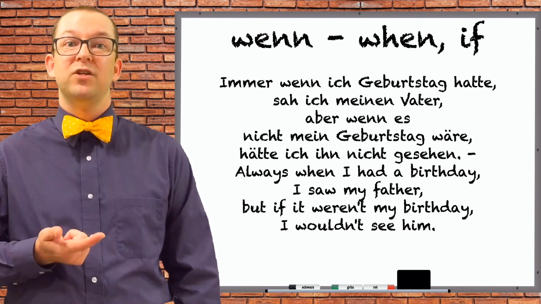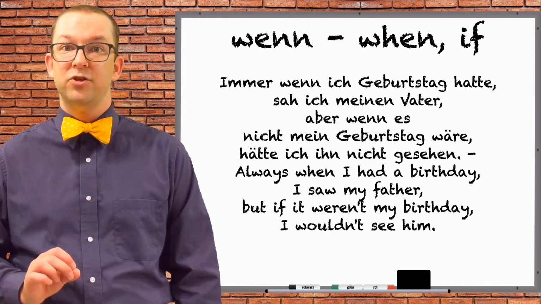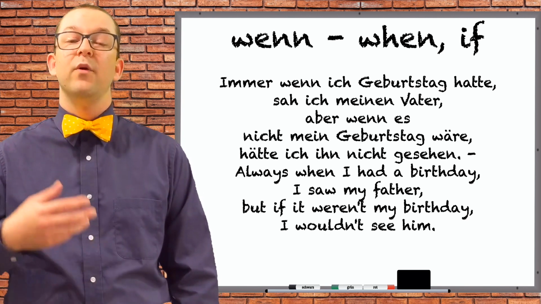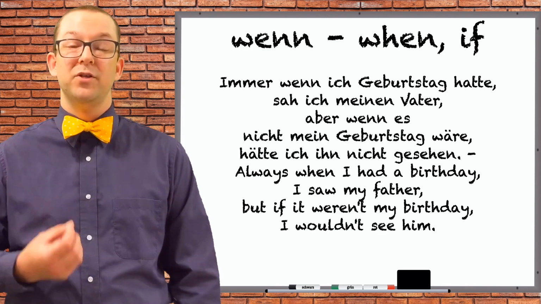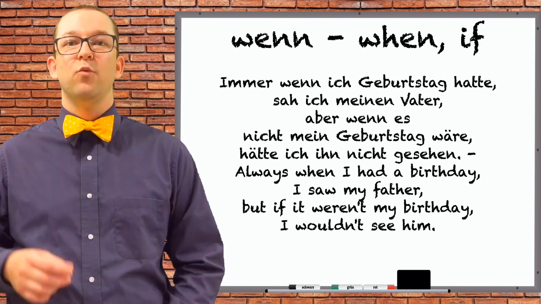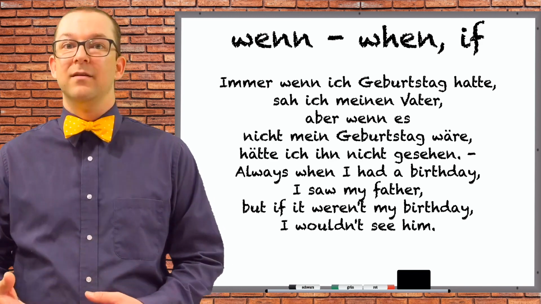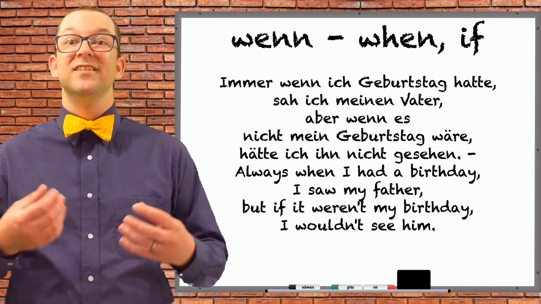The use of the subjunctive mood, or the lack thereof, is not dependent upon the use of the conjunction, but rather whether or not what we want to express is contrary to reality. As for the temporal use of the first clause, it's actually the word immer and the use of the past tense that tells you when this happened. The conjunction simply gives us the condition.